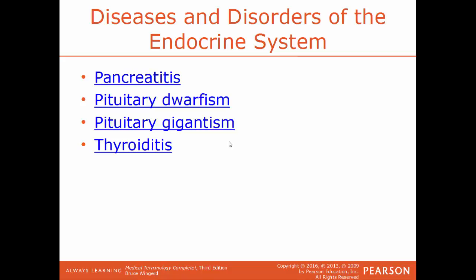See our next term, pituitary dwarfism. This is where the growth of an individual is either slowed or delayed due to the underproduction of hormones from the pituitary gland. So this is affecting the amount of growth hormone that is secreted by the pituitary gland. And the opposite of that would be our next term, pituitary gigantism, where there is an overproduction of growth hormone by the pituitary gland. So the growth of an individual is accelerated.